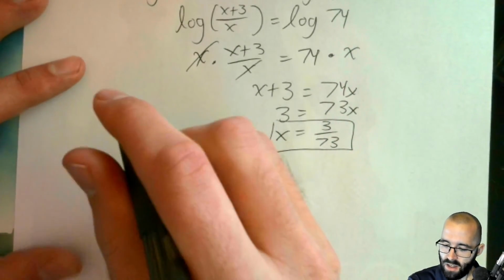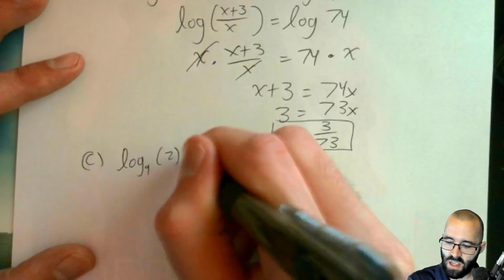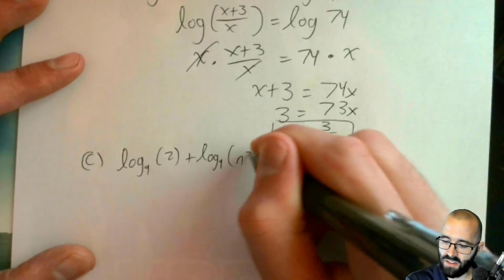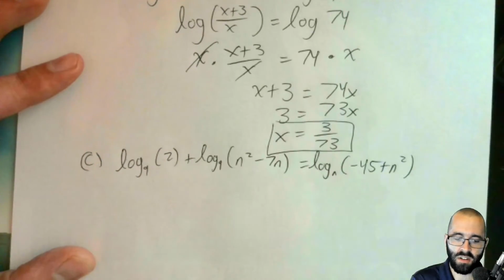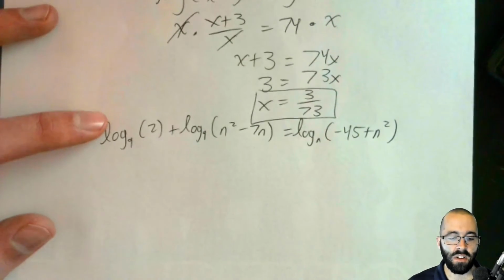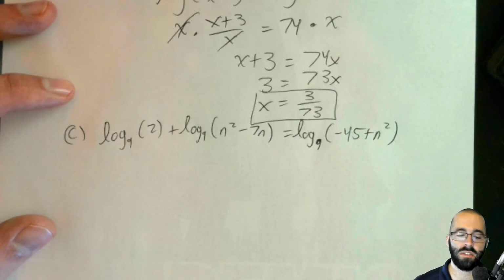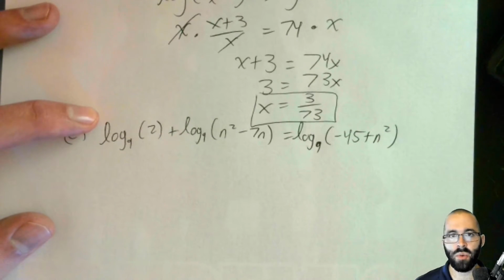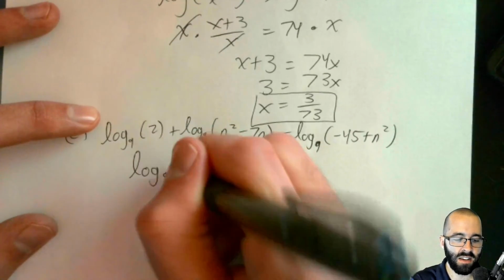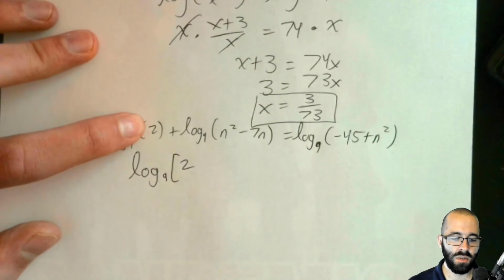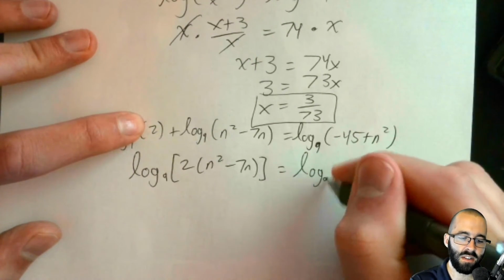All right, we do part C, maybe looks a little weirder. I'll say log base 9 of 2 plus log base 9 of n squared minus 7n equals log base 9 of negative 45 plus n squared. Lots of weird stuff. If we have log equals log, then we set the insides equal. Left-hand side's 2 logarithms though. Well, we want to make those 2 logarithms into 1. Addition of logarithms is multiplication of the insides. So this is log base 9 of the first guy, 2, times the second guy, n squared minus 7n. And that equals log base 9 of the right-hand side.